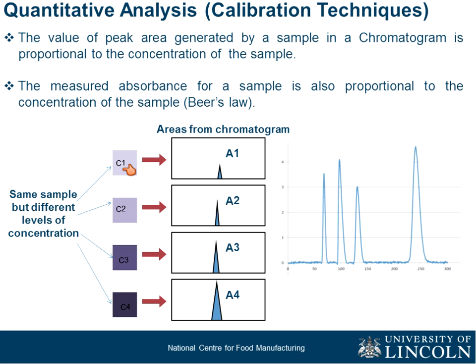And you remember we actually use Beer's law. Now the measured absorbance for a sample is also proportional. The first one is that the value of peak area generated by a sample in a chromatogram is proportional to the concentration of the sample, and the absorbance for a sample is also proportional to the concentration of the sample. This is Lambert-Beer law, I think. What that is saying is that whatever you measure from the machine, this is talking about the chromatogram.